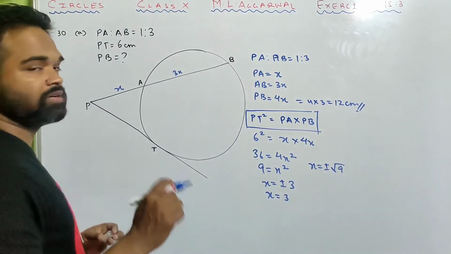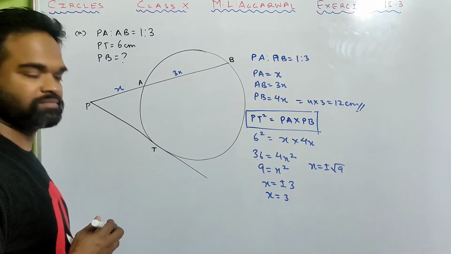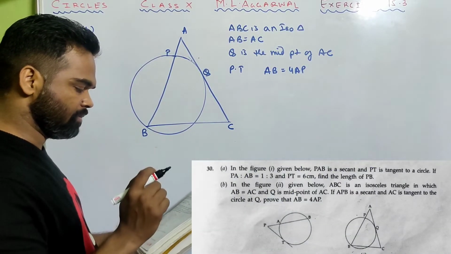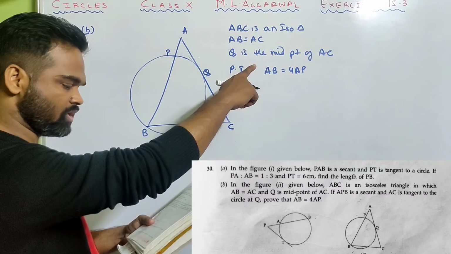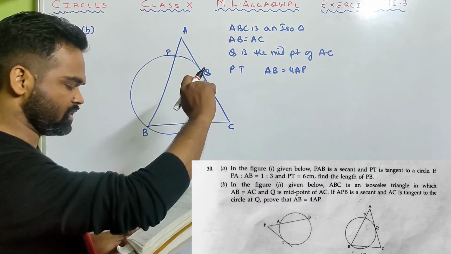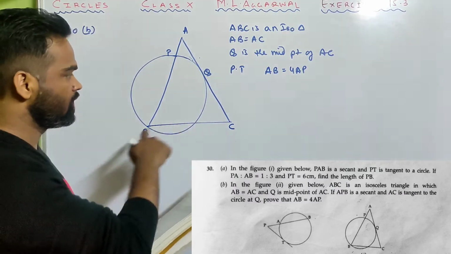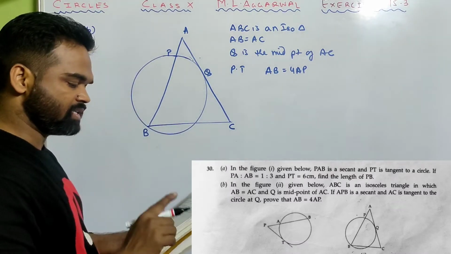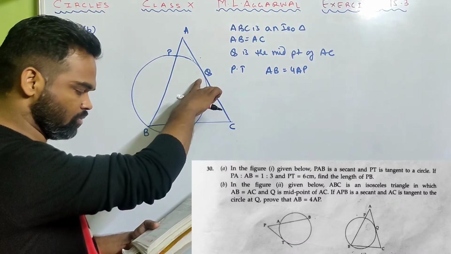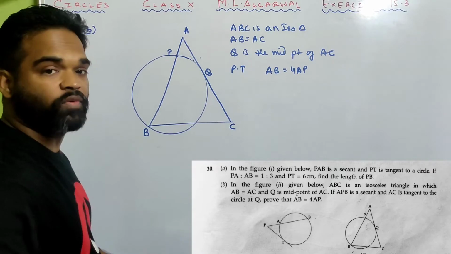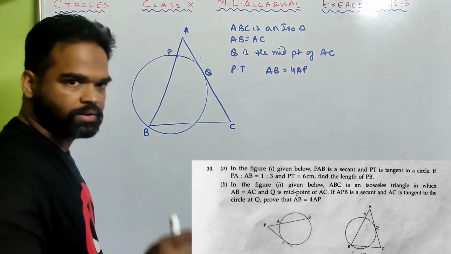Chalo. We look at 30 part B now. In the figure, ABC is an isosceles triangle in which AB is equal to AC. Q is the midpoint of AC. If APB is a secant and AC is a tangent to the circle at Q, prove that AB equals to 4 times AP. Very easy.